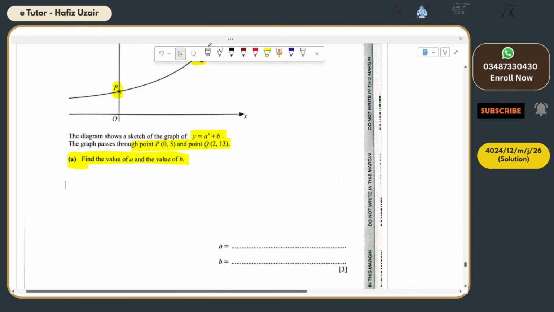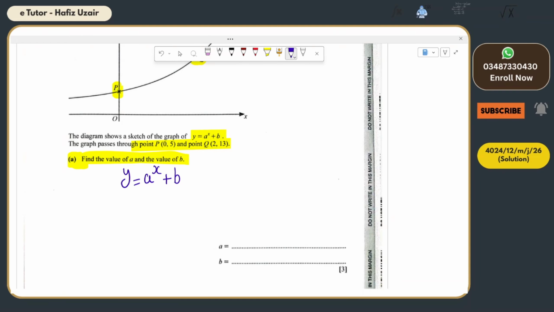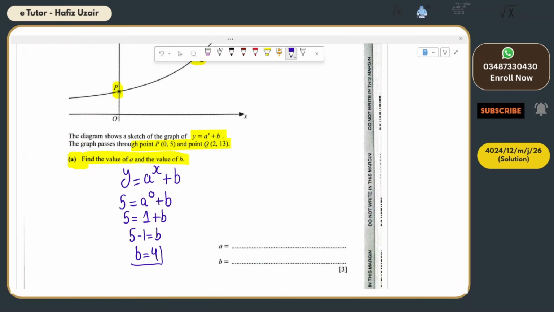Now the given function is y equals a to the power x plus b. You have two coordinates over here, so just put these values in this given function. So 5 will be equal to a power 0 plus b, and a power 0 is 1, so 1 plus b is equal to 5, and 5 minus 1 will be equal to 4. So b is actually 4.